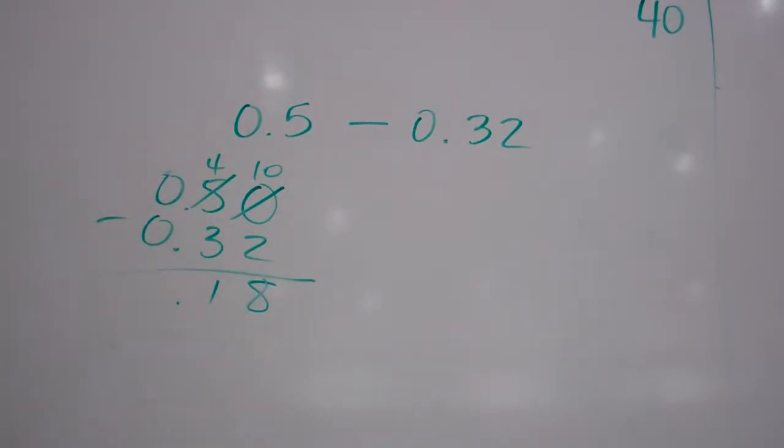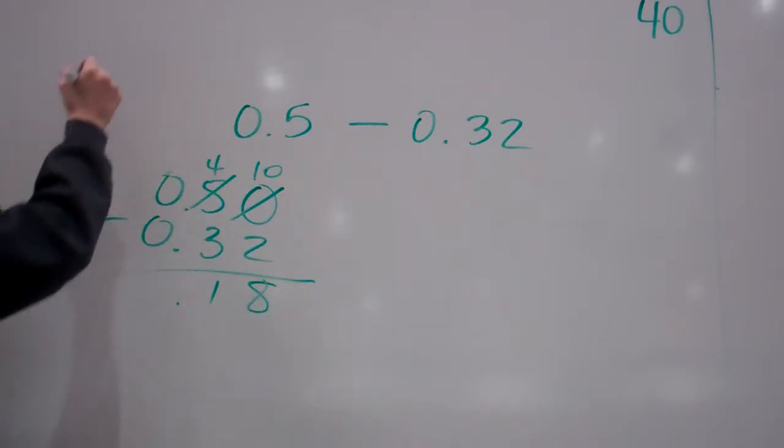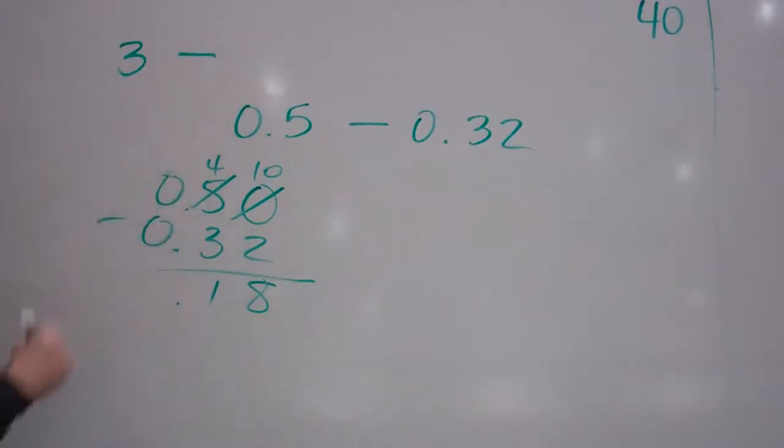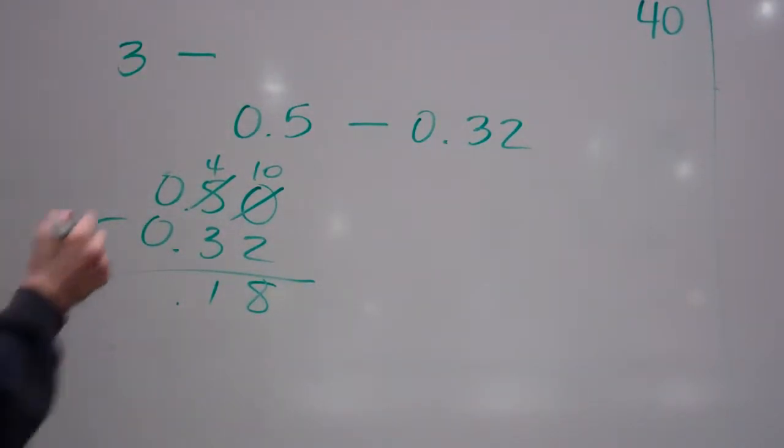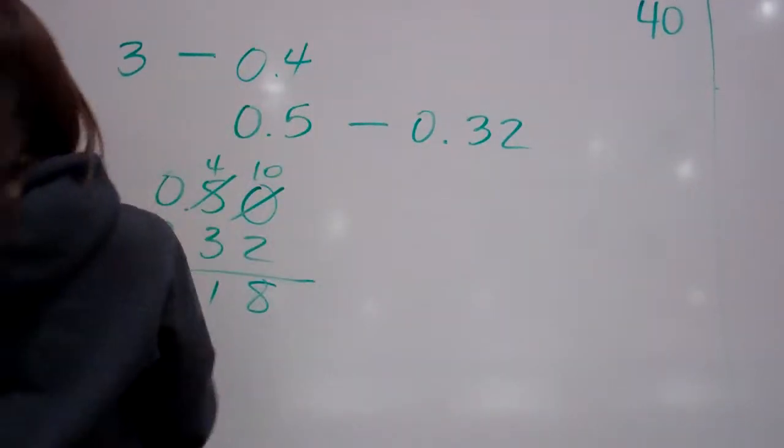Okay? So, does everybody see how that was different than 12 hundredths? Okay? Because if we'd have just brought down the 2, it would have been 12 hundredths. And it's not the right answer. Okay? So, next one. What would I do here? 3 minus, you know this stuff. 3 minus 0.4.